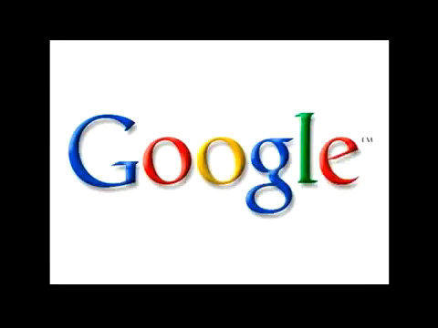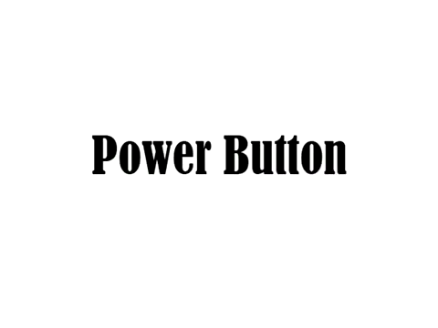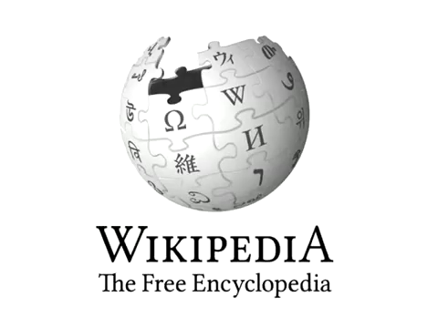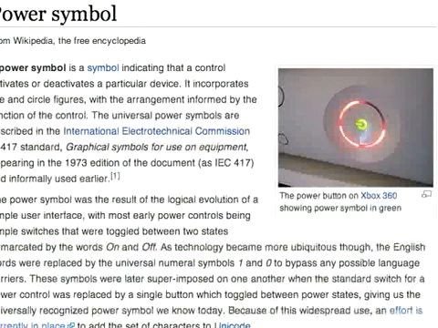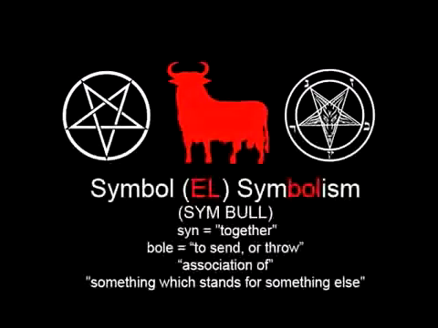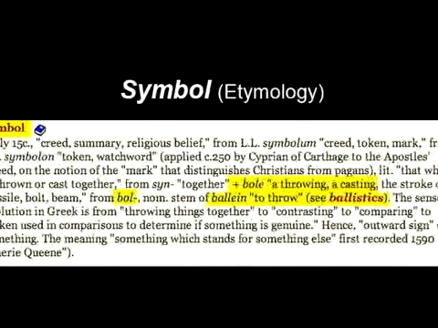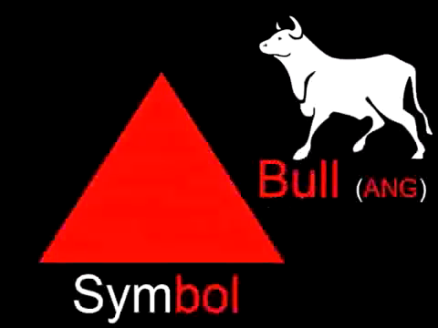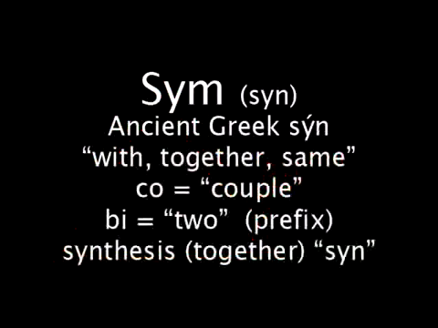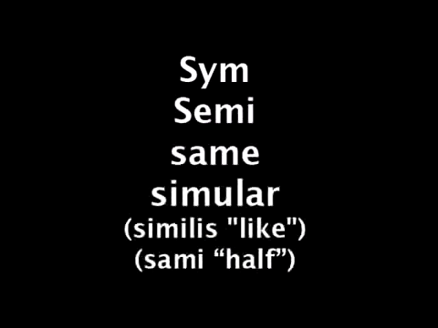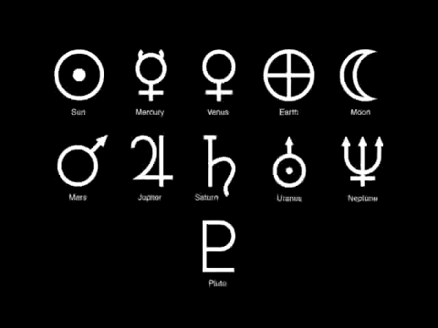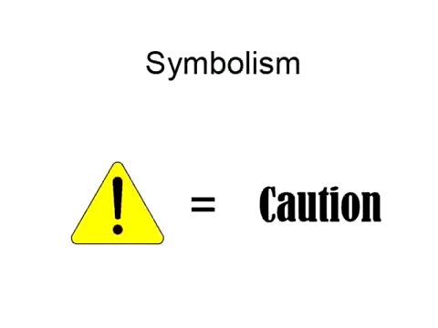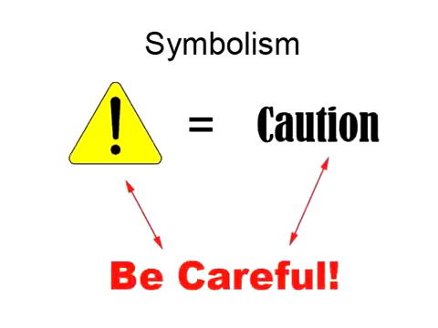So go ahead and Google the word power button, and you'll see that Wikipedia has it listed under power symbol, because we are talking about symbolism. And yes, I will get back to the same bull, or the symbol, a little later. A symbol is an object that represents something else. In other words, that symbol now takes on the characteristics of the original object or concept. Therefore, they now possess the same meaning.